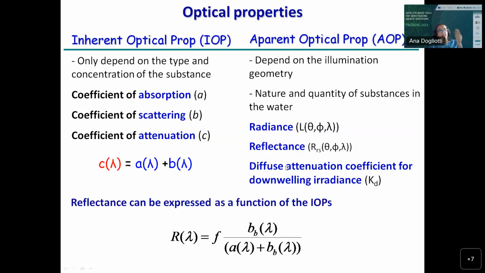So, as I mentioned before, reflectance can be expressed as a function of these IOPs. Now we know they are absorption and backscattering. Basically, it can be expressed as a relation between the total backscattering of the water over the absorption plus the total backscattering.